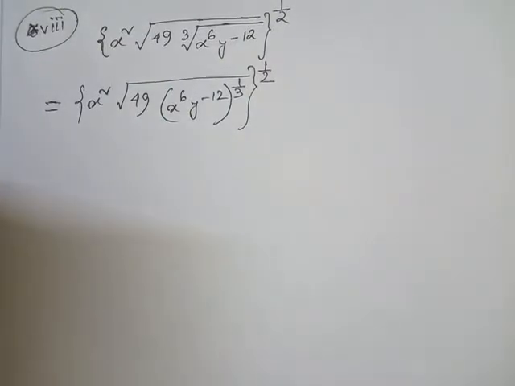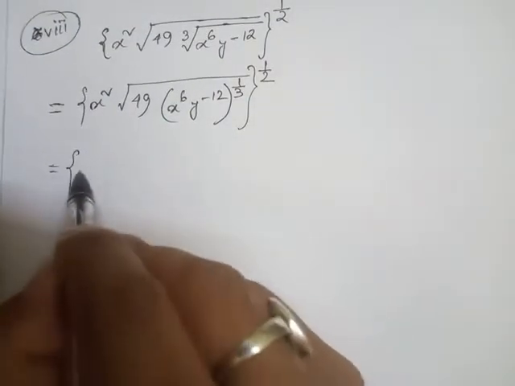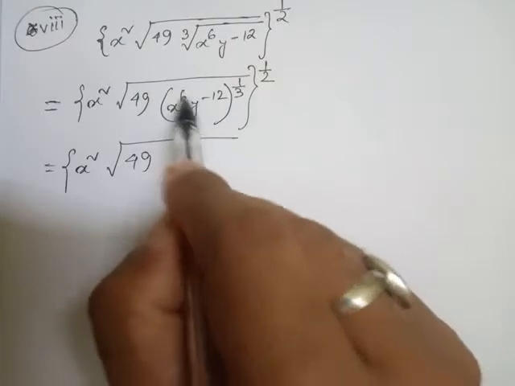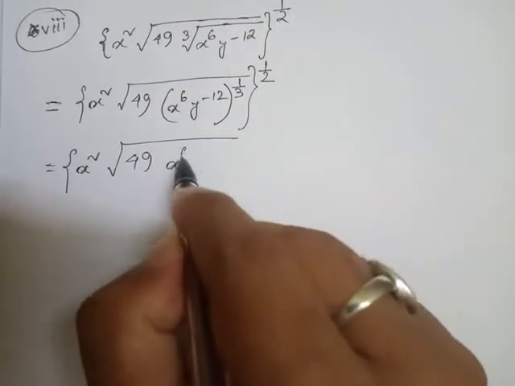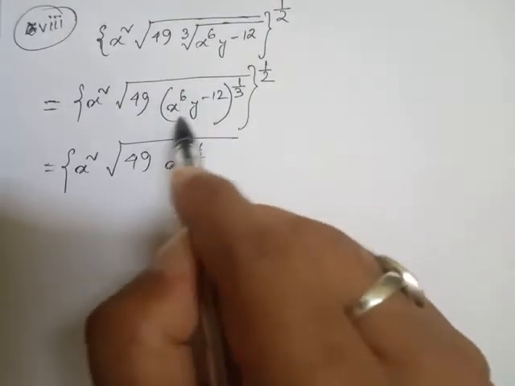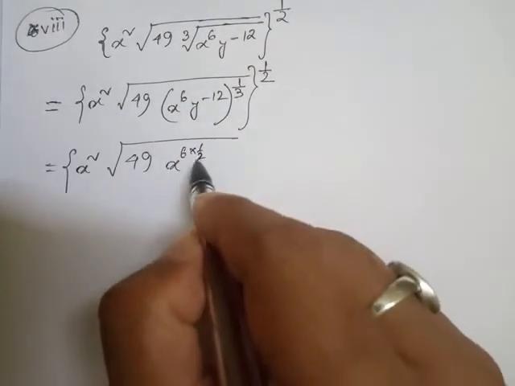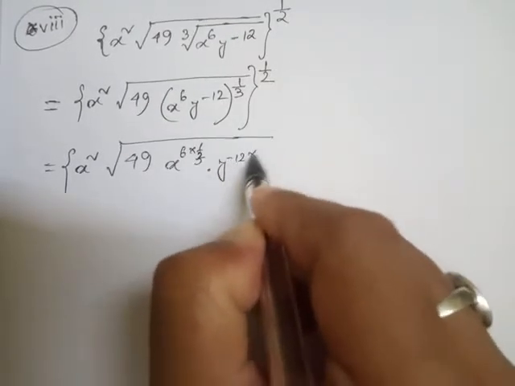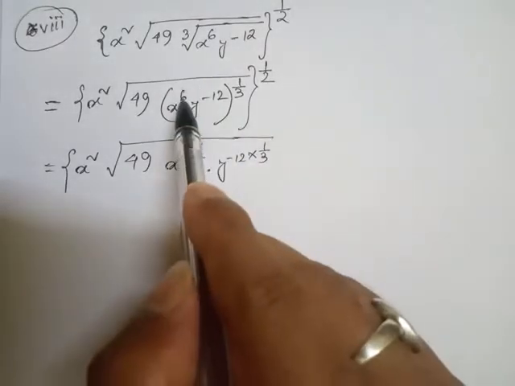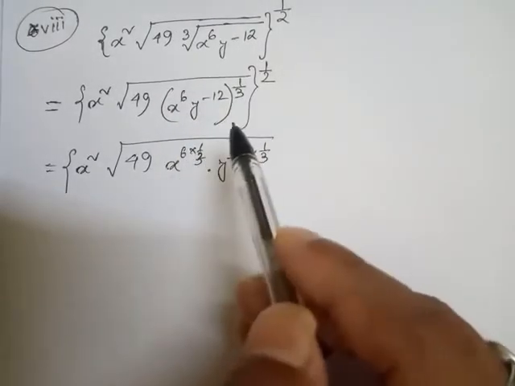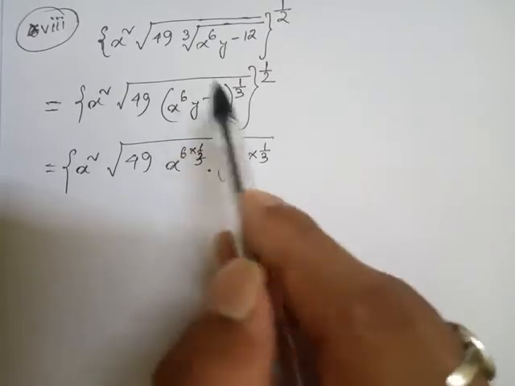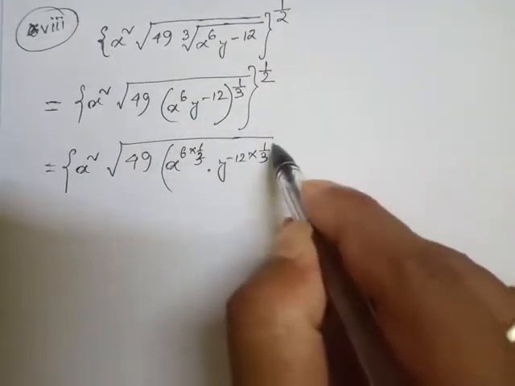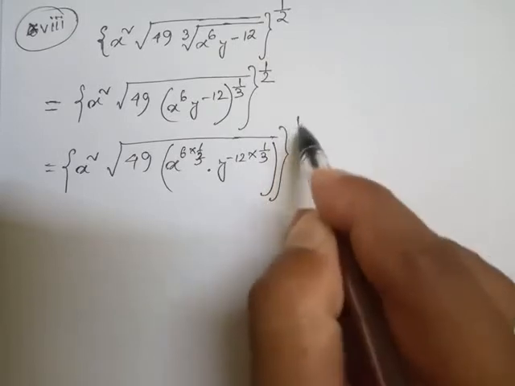Now in the next step, second bracket, then x square, and root over 49. Now this will go for the multiplication: x to the power 6 into half, which means this power will be multiplied with 1 by 3, and y to the power minus 12 will also be multiplied with 1 by 3. This will be here, and after that second bracket and half.